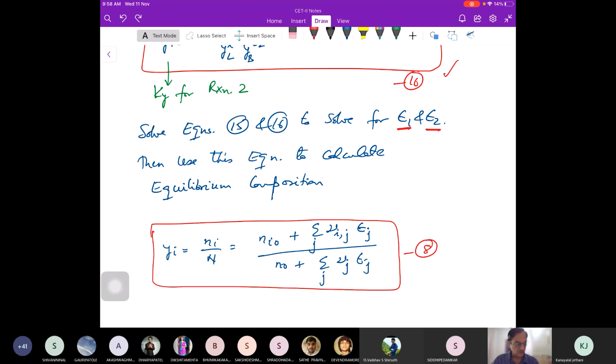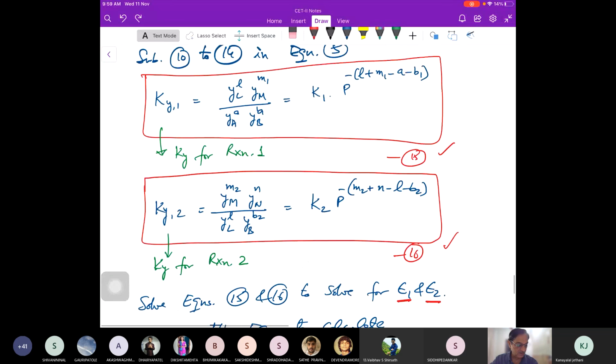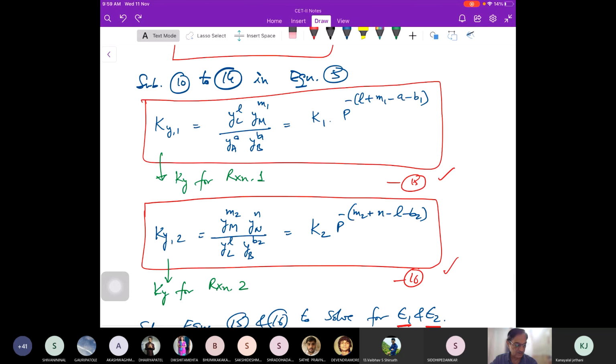Any questions or doubts? It is a simple derivation, not much. It seems a little complex because you're talking about more than one reaction, but it is similar to what we did before. It is just finding the K values for both the reactions. This is the same as what we did earlier for one reaction; now we have to do it for two reactions. And we have to solve these equations separately to find epsilon 1 and epsilon 2.